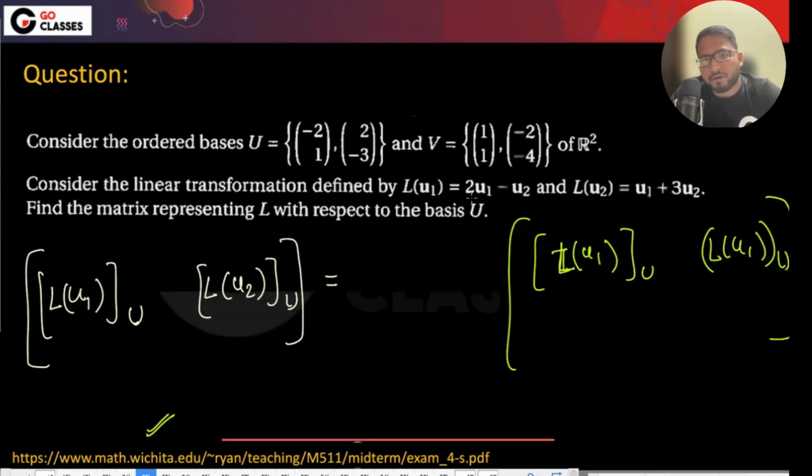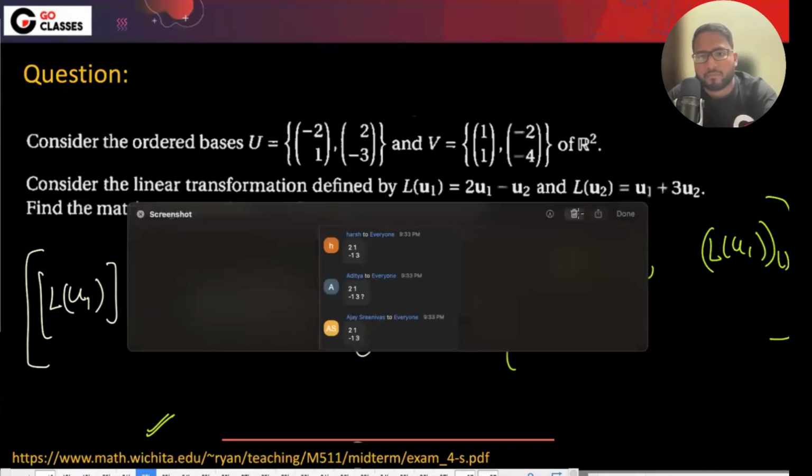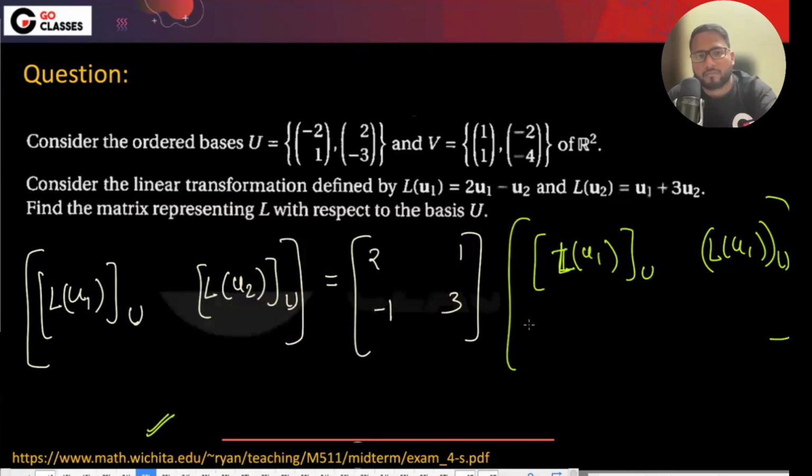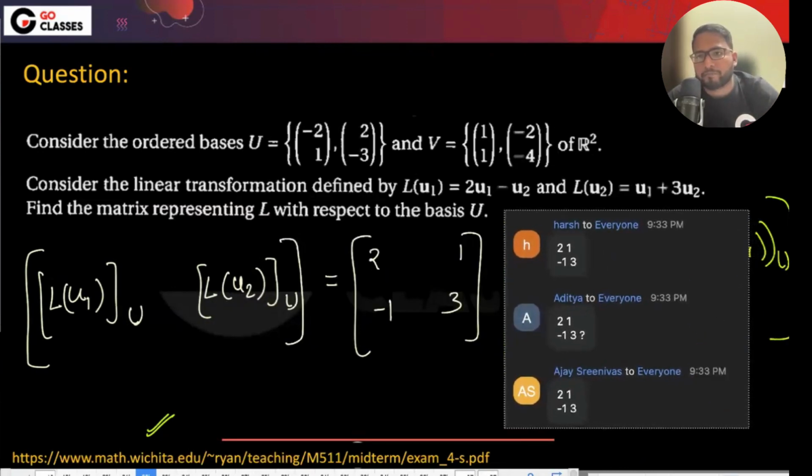This is nothing but 2 minus 1, 1 and 3, right? Yes. So everyone of you has given the correct answer. Let me write your answers here. Okay. So I hope that's fine to everyone.